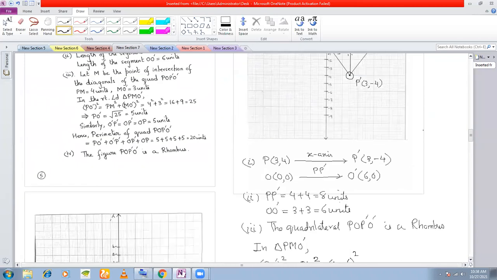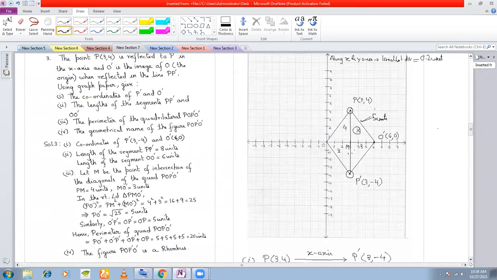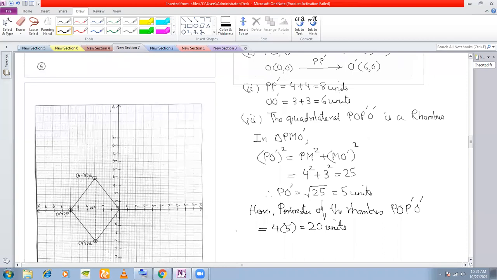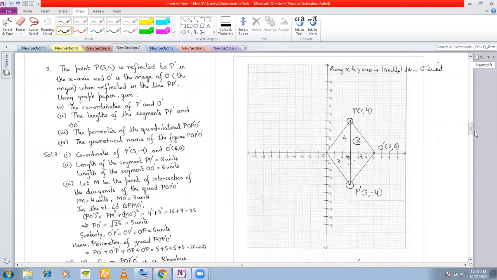So we have found one side of the rhombus. This side is 5 units. So what should be the perimeter? 5 into 4 is equal to 20. Hence perimeter of the rhombus P O P dashed O dashed is equal to 4 into 5, which is equal to 20 units. Okay, that finishes the third question.